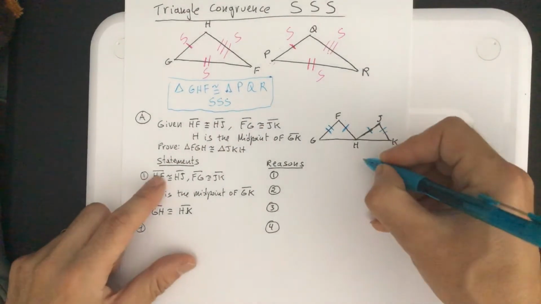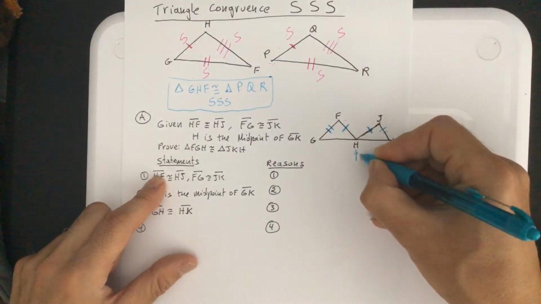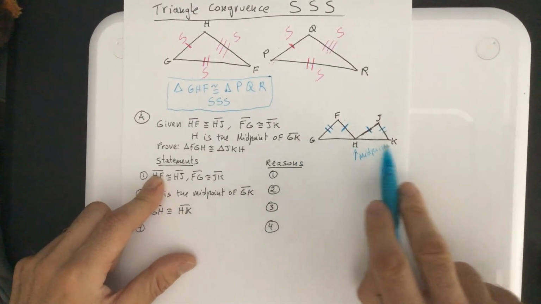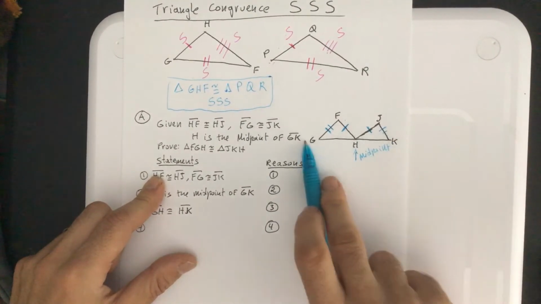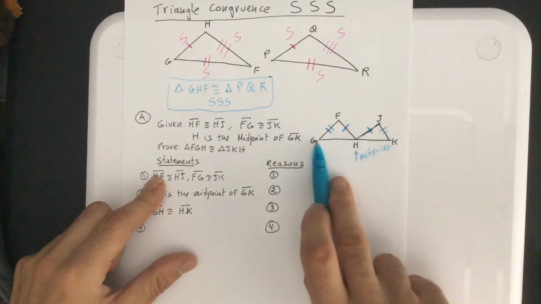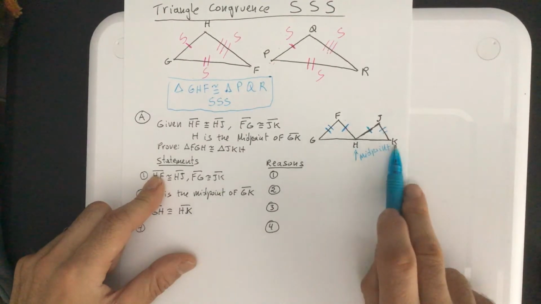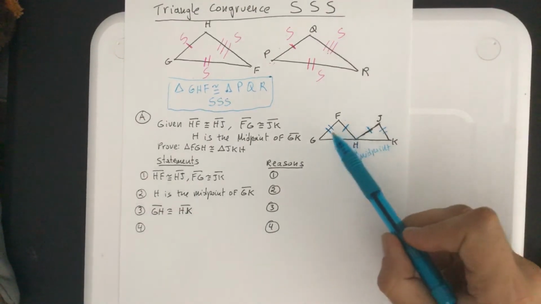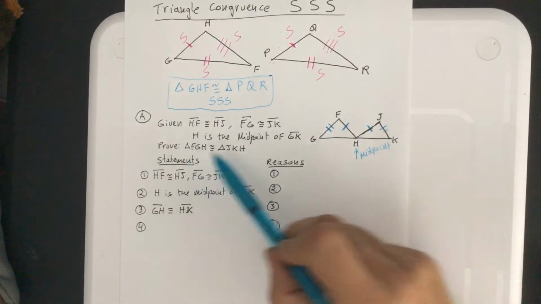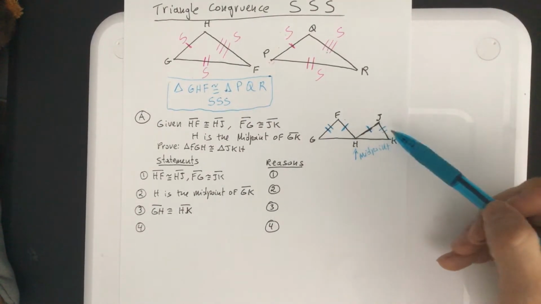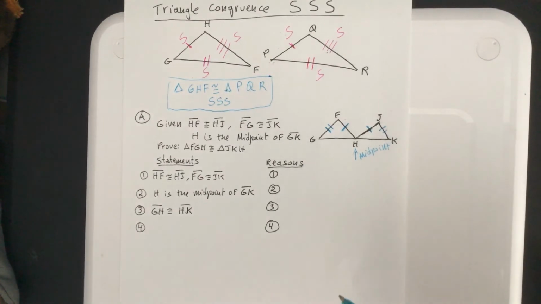And they're telling you that H is the midpoint of G and K. So this point H is basically the midpoint of this segment GK. So they want you to prove that triangle FGH is congruent to triangle JKH. That's what they want to prove.